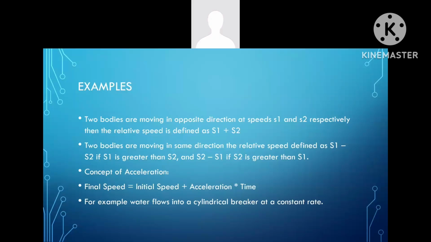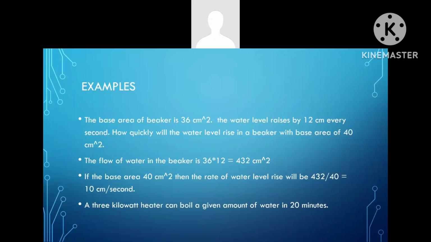For example, water flows into a cylindrical beaker at a constant rate. The base area of the beaker is 30 centimeters square. The water level rises by 12 centimeters every second. How quickly will the water level rise in a beaker with a base area of 40 centimeters square? The flow of water in the beaker is 36 into 12, that is 432 centimeters square. If the base area is 40 centimeters square, then the rate of water level rise will be 432 by 40, that is 10 centimeter per second.